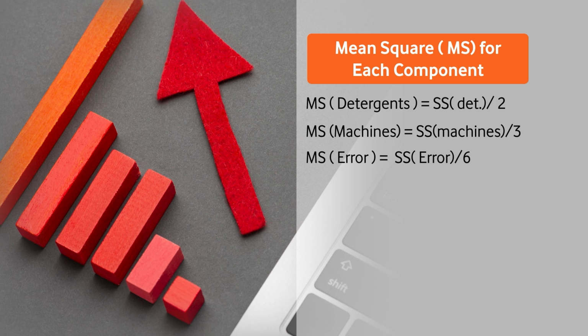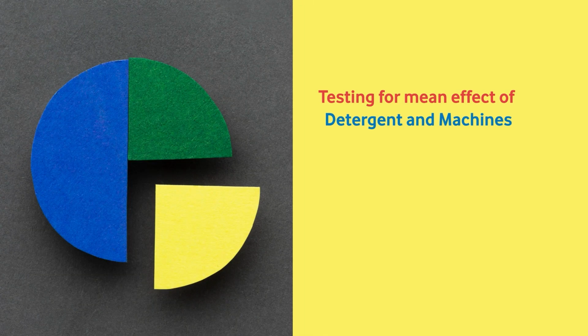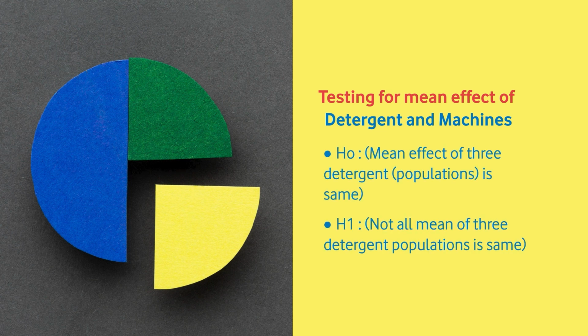Now, the calculations of mean squares, F values and degrees of freedom are put in the form of a two-way ANOVA table for carrying out the F test for each hypothesis. So this information on the calculation of the sum of squares and mean squares is put in the form of a table which we call the ANOVA table. So, testing for the mean of detergent: the null hypothesis is that the mean effect for the detergent populations is the same, and the alternative is that not all the population means are the same.